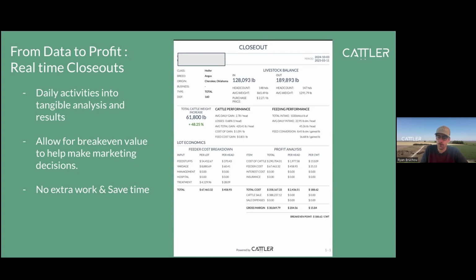And that's the most important thing about having Cattler and the software: you have this ability to track and measure, and understand if the decisions that you've made in the past have had a positive impact on your end-of-day bottom line.